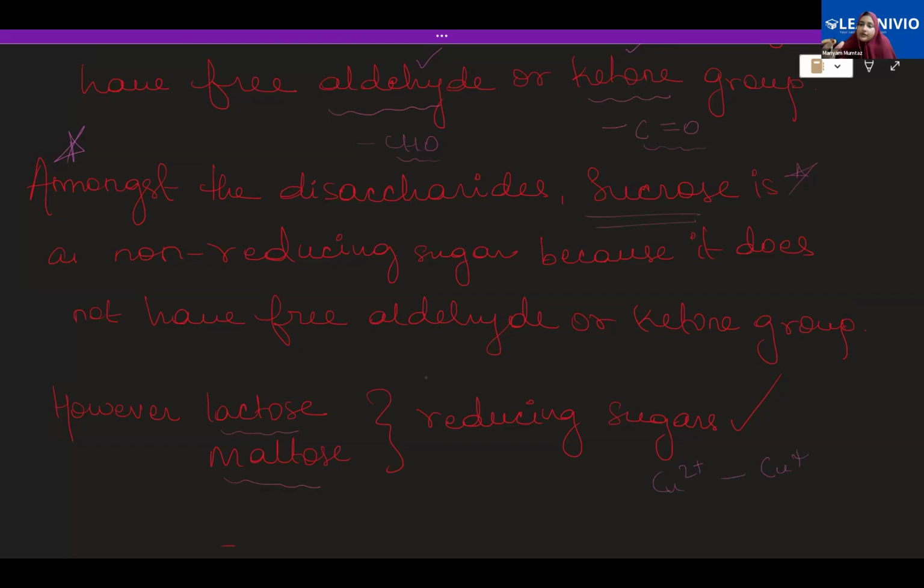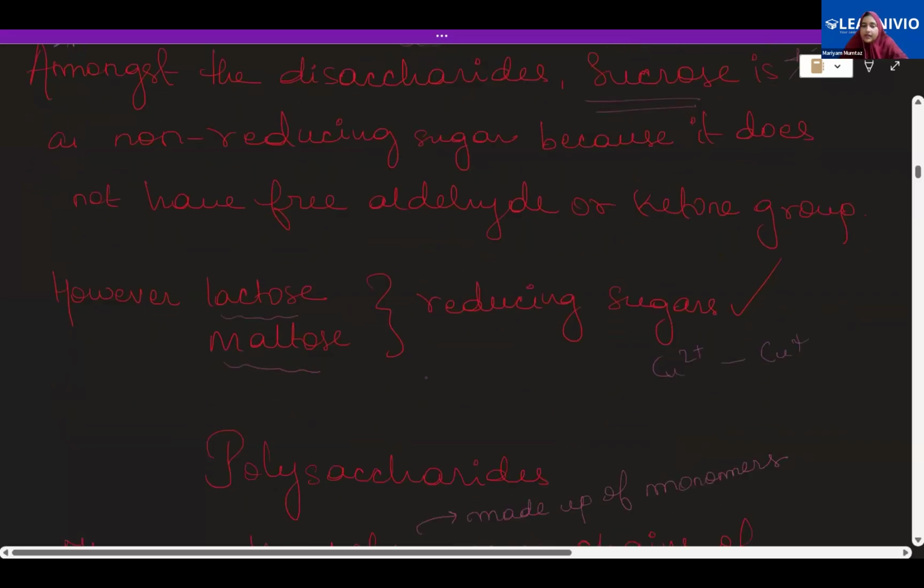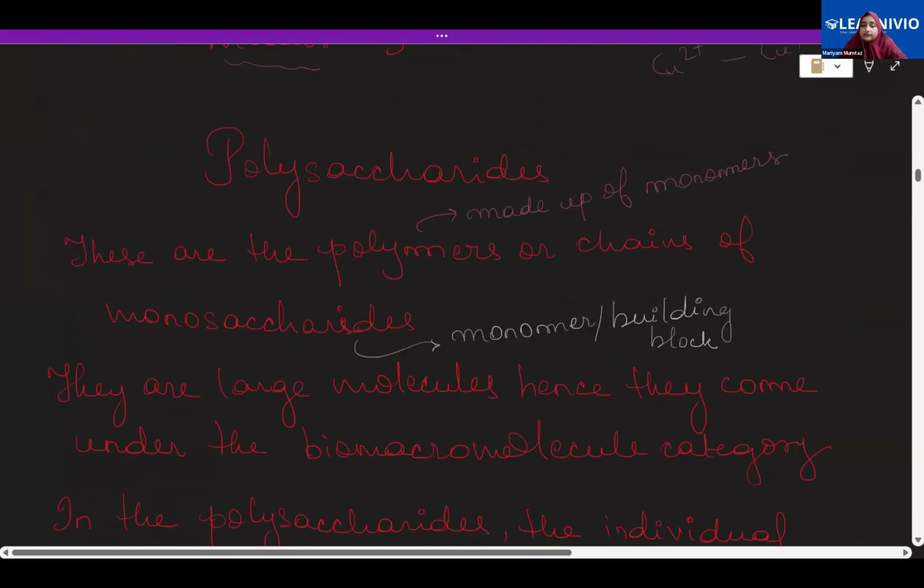So most of the monosaccharides are reducing sugars. But there's an exception. We have sucrose, which is a non-reducing sugar. The reason it is called non-reducing is because it does not have any free aldehyde or ketone. That is why it cannot reduce copper dipositive to copper monopositive. Understood? Okay.